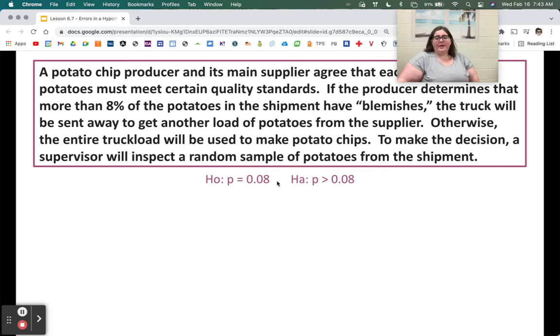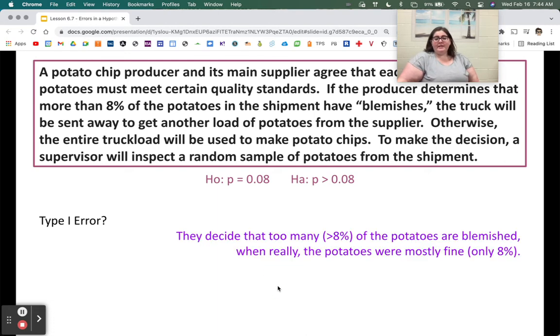So in this situation, there's my null and alternate again. Type 1, right? Pause, think about it for a second. Okay, type 1 in this case would be we reject the null, meaning we say, I have evidence that more than 8% of the potatoes are bad.